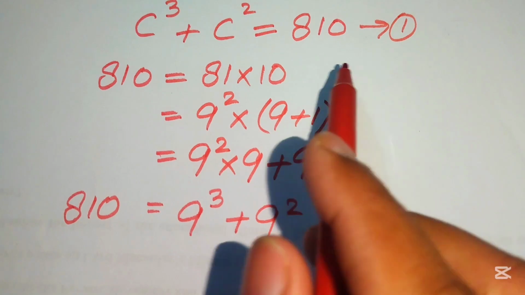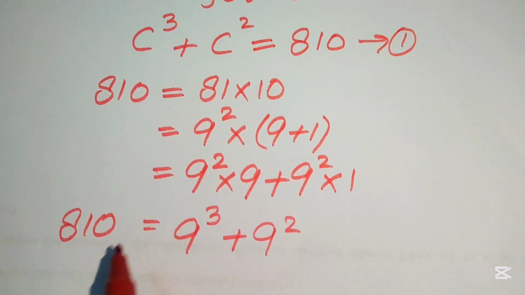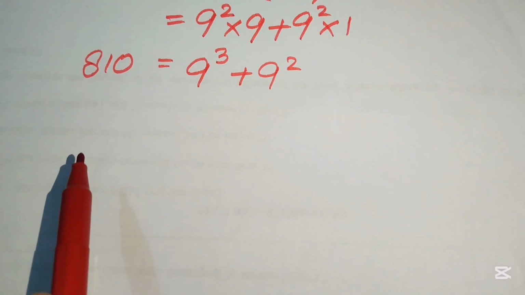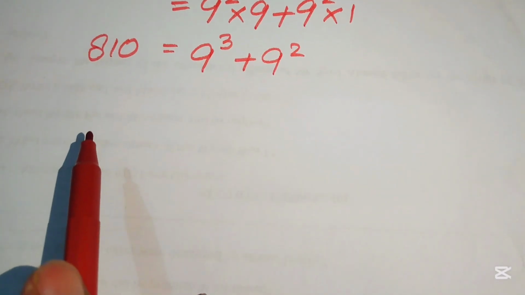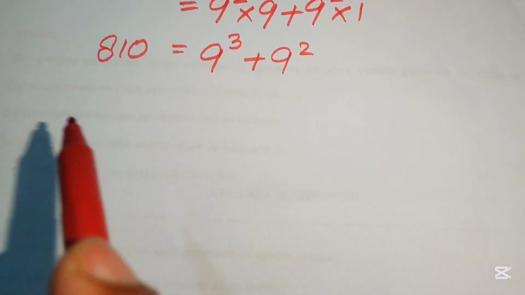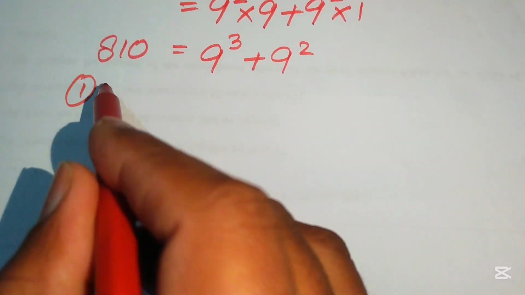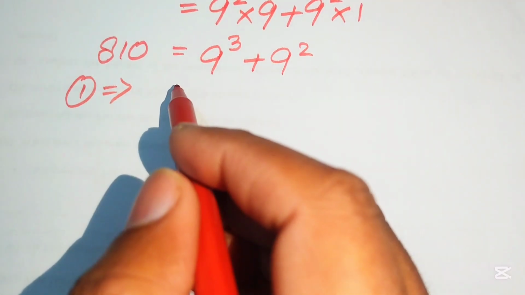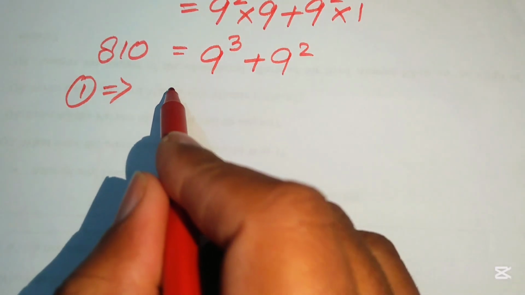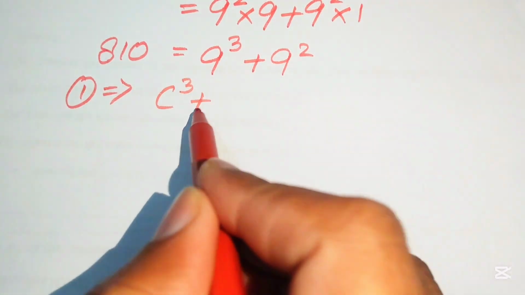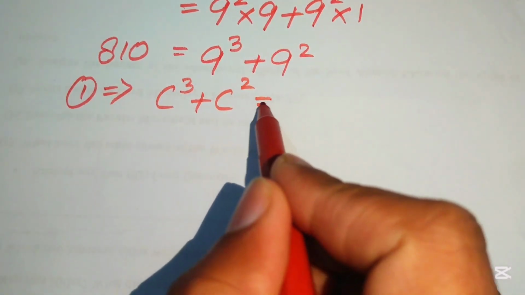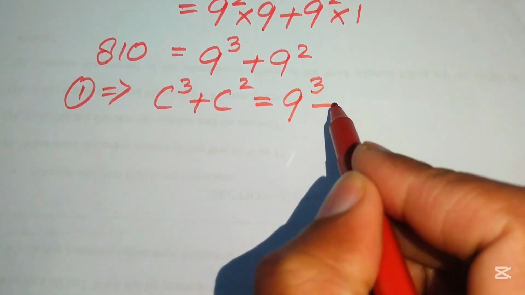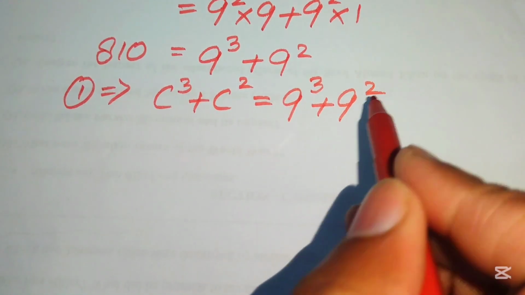We call this equation number 1. Now we replace the value of 810 in the given equation. When you substitute the value of 810 in the right hand side of the given equation, our equation becomes c cubed plus c square equals 810, and it is equal to 9 cubed plus 9 square.